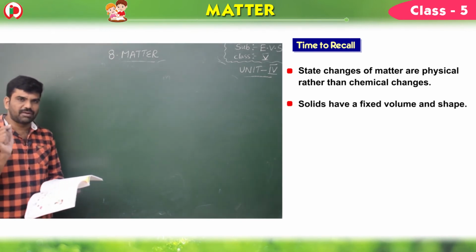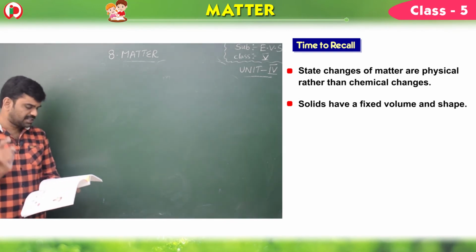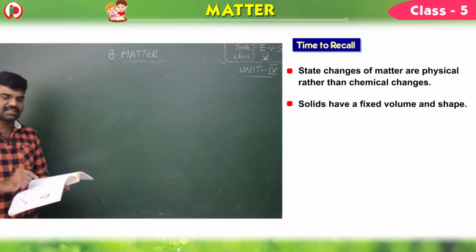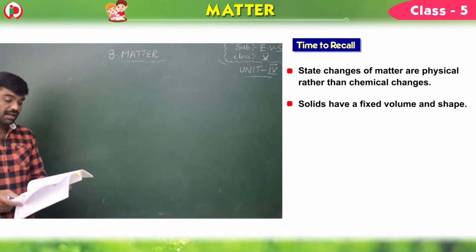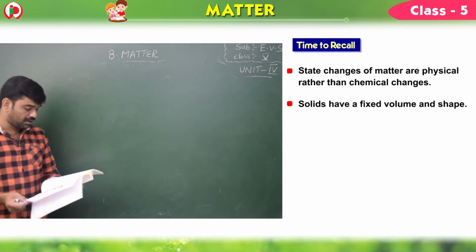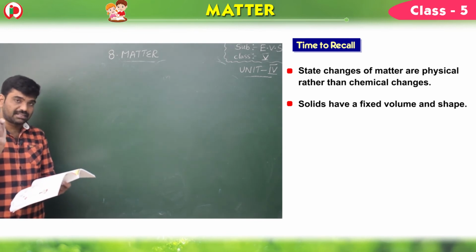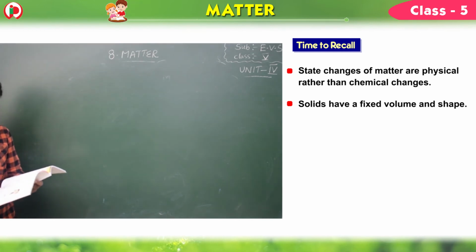Solids, very important point. Solids have fixed volume and shape. Liquids have fixed volume but take the shape of the container. Gases have no fixed volume or shape. They expand to fill all available space. You have already learned that space between the solid particles is less. In liquid, it's somewhat more. In gases, it is very much more.